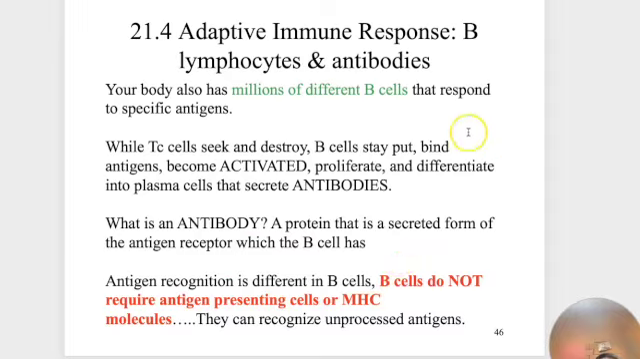Here's the adaptive one. Once you are being infected, the B cells will become plasma cells, and it makes antibody. Antigen recognition is different in B cells. B cells do not require antigen presenting cells or MHC molecules. They can recognize unprocessed antigens. Okay, so again, the T cells have to process it and make sure, but the B cells can already recognize it.